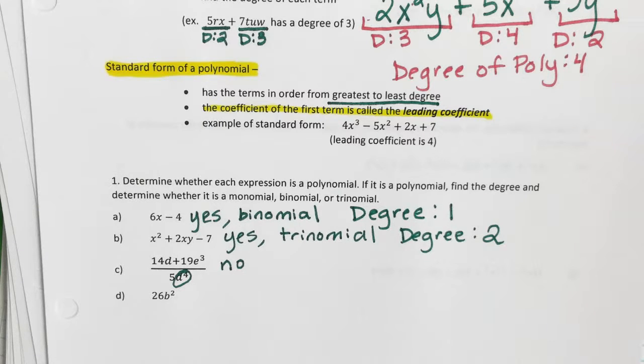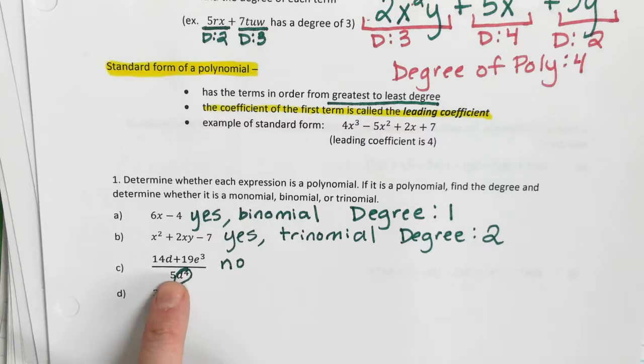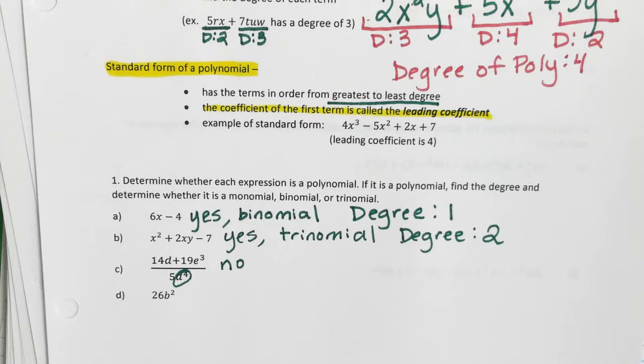I said no because it had division. It can have division by a constant term. Like if it was just 5 in the denominator, then it would be. But if there's a variable in the denominator, then it's a no.